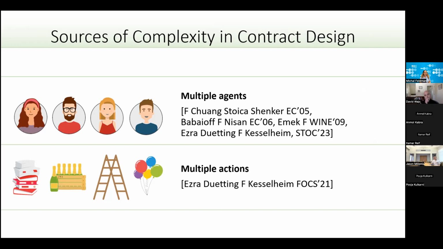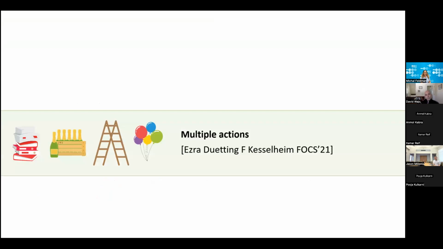So our strategy to study these two sources of complexity: for each one of those, in order to understand and isolate the effect of this specific component, we are going to simplify all the other components and really focus, like blow up one component and focus on how it impacts the problem. So we'll start with multiple actions, and this is our Fox 21 paper.